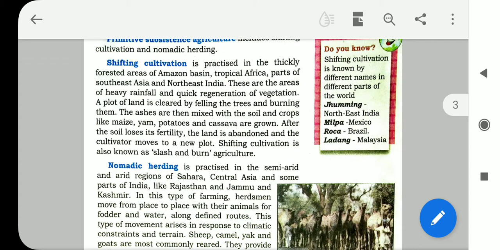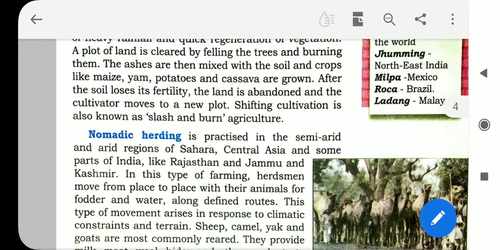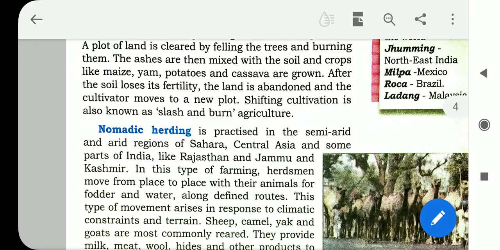Nomadic herding: the nomads are known in the Assamese term as oghori. They have no land of their own and no permanent settlement. They live in arid or semi-arid regions, for example near desert areas, such as the regions of the Sahara, Central Asia, and some parts of India also. In India, there are desert areas like Rajasthan and Jammu and Kashmir. In Rajasthan there is a hot desert, and in Ladakh of Jammu and Kashmir there is a cold desert.